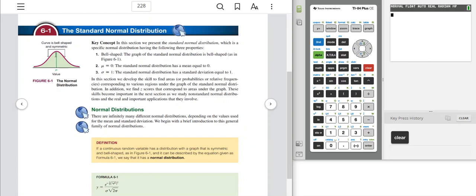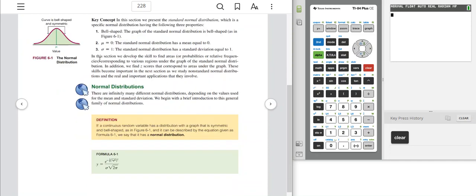symmetry about the mean here, okay? So this sloping down on the right side is the same as the sloping down on the left. It's like a mirror reflection about this line here. And it can be described by an equation given as the formula.